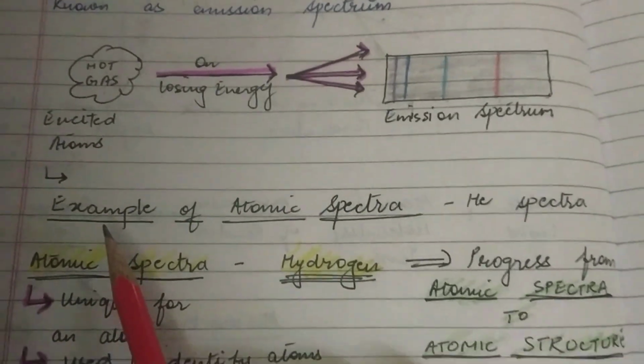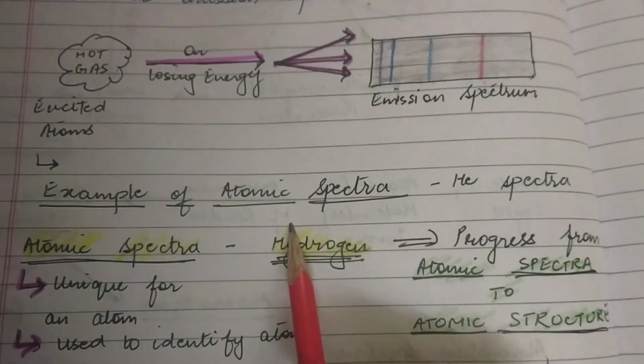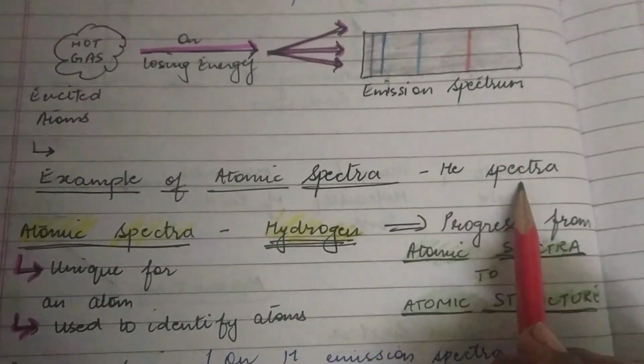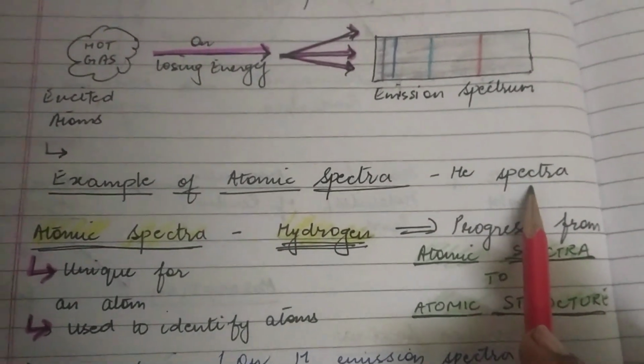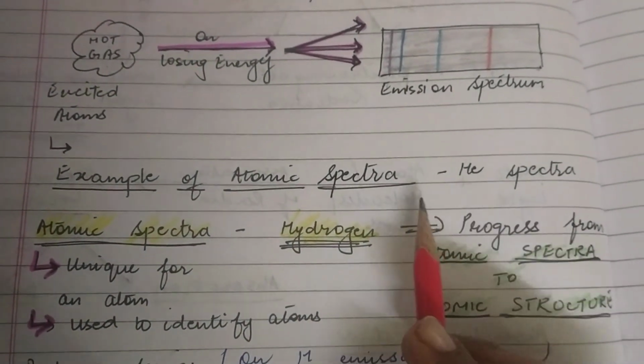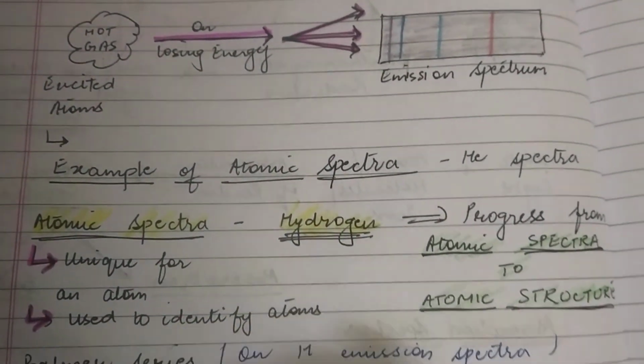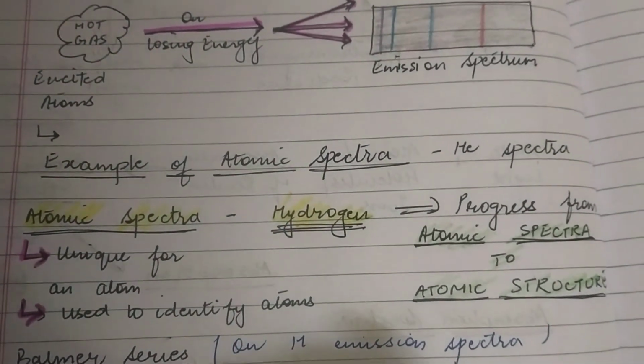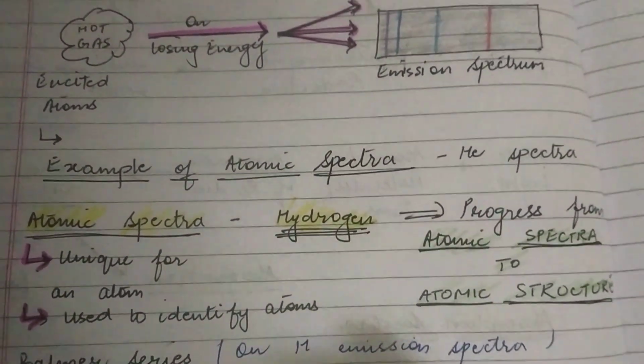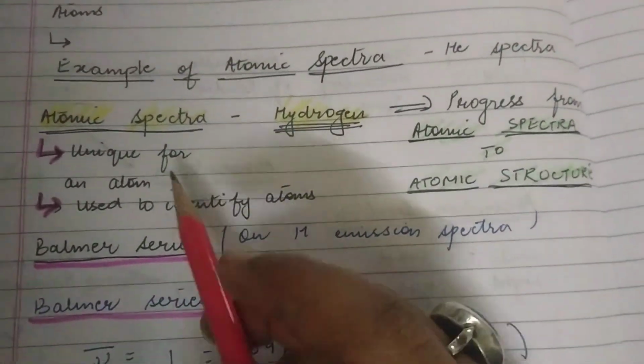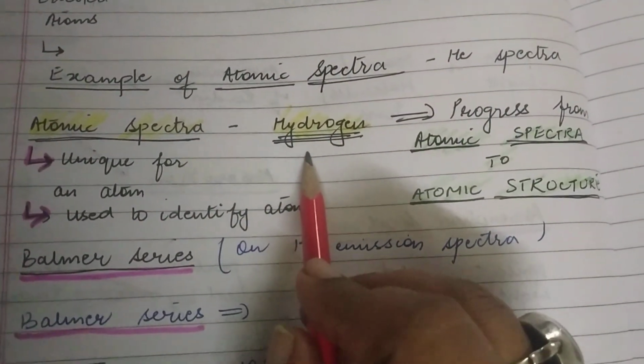You can take a look at the example of the atomic spectra, the helium spectra. You can take a look for your reference, and you can compare. You will see exactly the wavelengths that are missing in the absorption spectra are the wavelengths that are emitted in the emission spectrum. Now coming to the atomic spectrum of hydrogen.